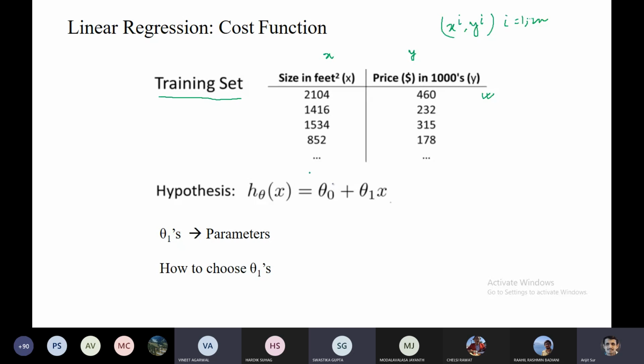So h theta(x) is theta 0 plus theta 1 x. That means, as I said, this is a line equation. So theta 0 and theta 1 are parameters. The question is how to choose these theta i, which here are theta 0 and theta 1. How to choose these two, theta 0 and theta 1, is the problem now boiled down to.